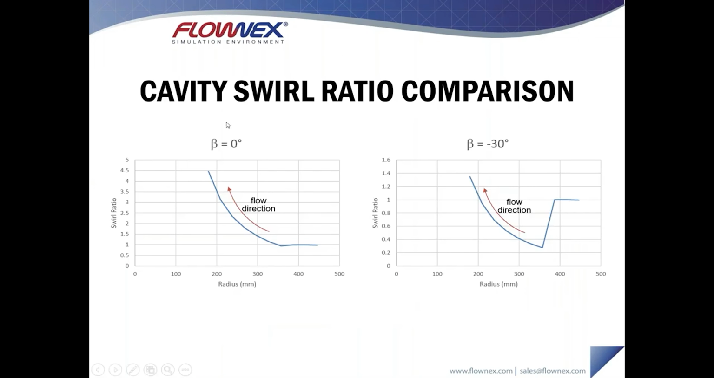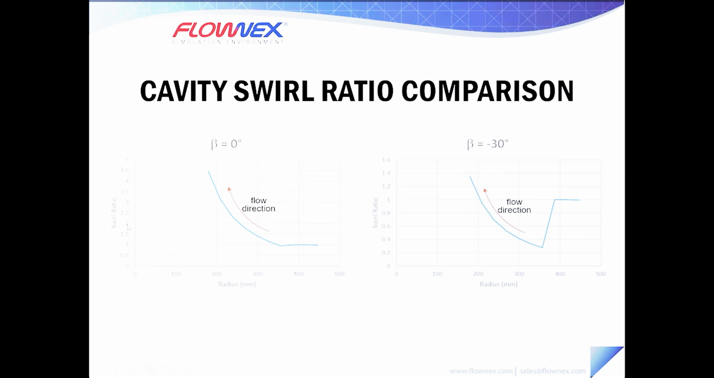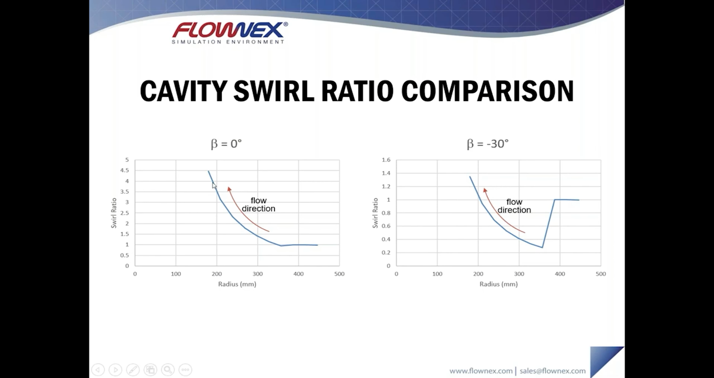The first thing that you'll notice on the left here is I have plotted the swirl ratio. This is the tangential velocity of the air divided by the tangential velocity of the machine. So a number 1 would mean that the air and the machine are rotating at the same speed. A swirl ratio of 4 would mean that the air is rotating 4 times faster than the machine.